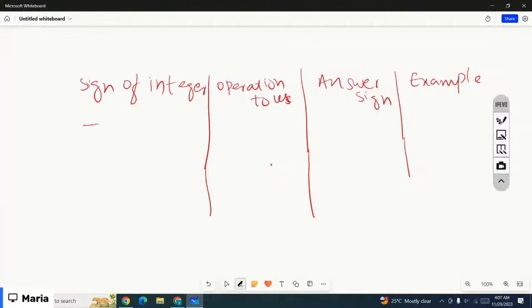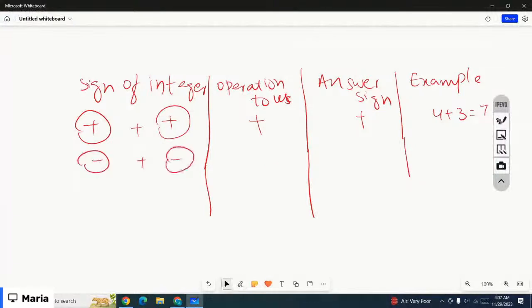Okay, for example, both the numbers are positive. You need to add them. Answer must have a positive sign. The example we just did, 10 plus 3, right? You simply have to add them. Okay, the next one is, for example, both the numbers have a negative sign. You are adding two numbers, they both have a negative sign. You have to add them. This is the operation you have to perform. Answer must have a negative sign. For example, negative 4 and negative 3. You need to add them. 4 and 3 is 7. Answer must have a negative sign. Got it?